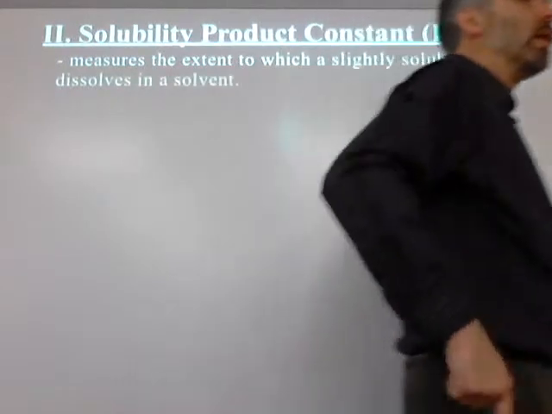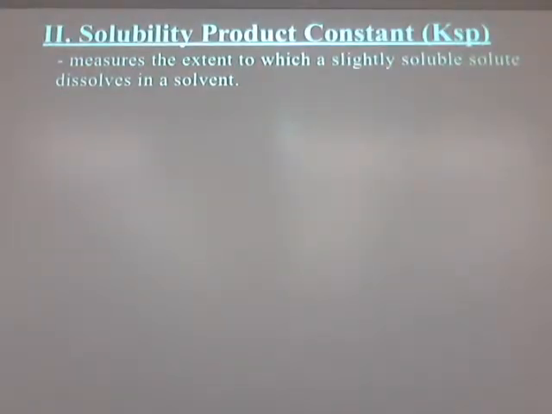Okay, let's do this. All right, so basically, Ksp measures the extent to which a slightly soluble solute dissolves in a solvent. If it's slightly soluble, well, you already know a little bit about what K means. What would you expect the size of K to be, where not very much of it's actually reacting or dissolving?